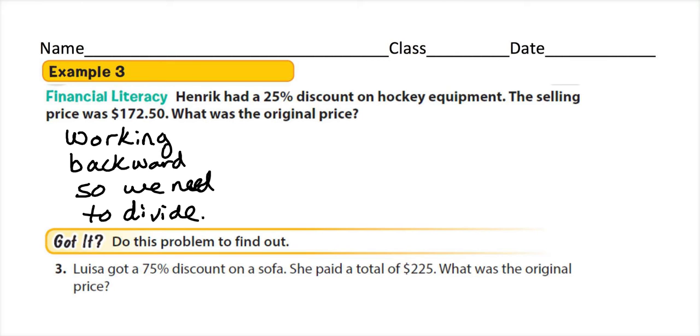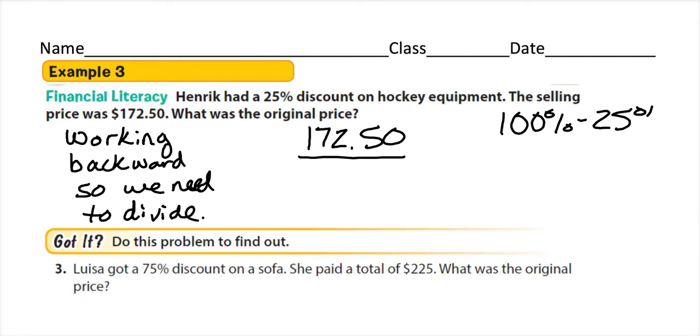Okay, so we're going to divide. Well, what we're going to divide is the sale price, which is $172.50, by the percent. Okay, now what percent did we pay? Well, let's think about it. We started at 100%. Okay, he's got a coupon for 25% off. So what percent are we actually paying? We're paying 75%, and that's what we're going to divide by.